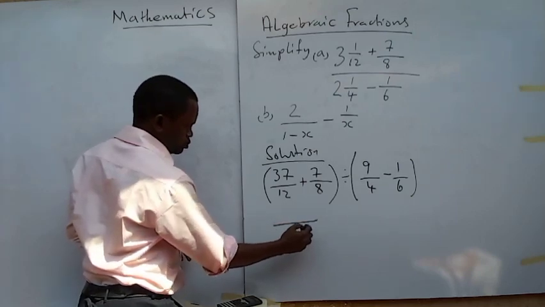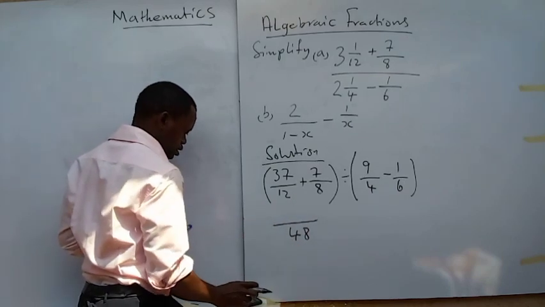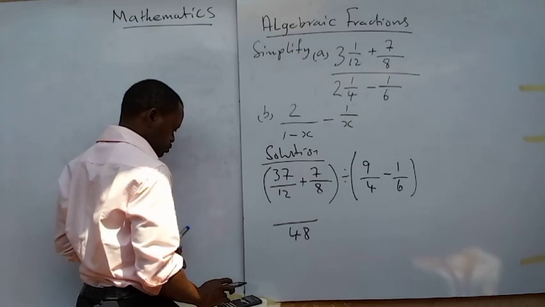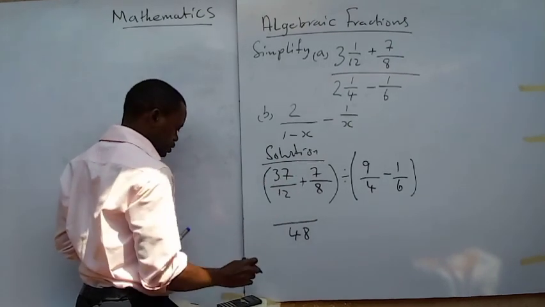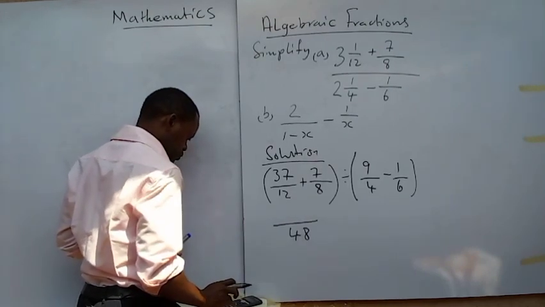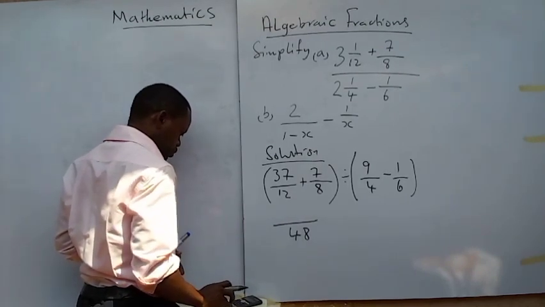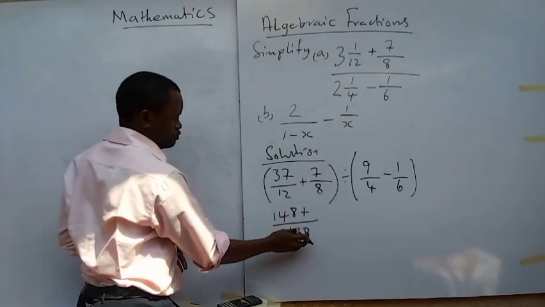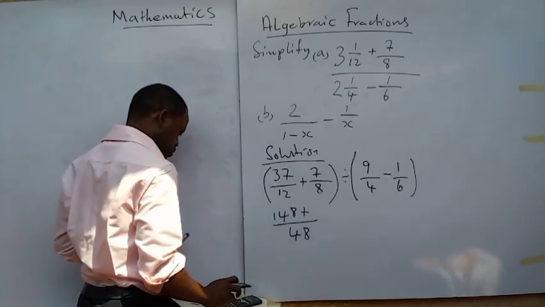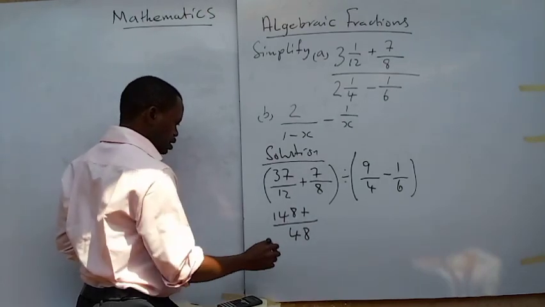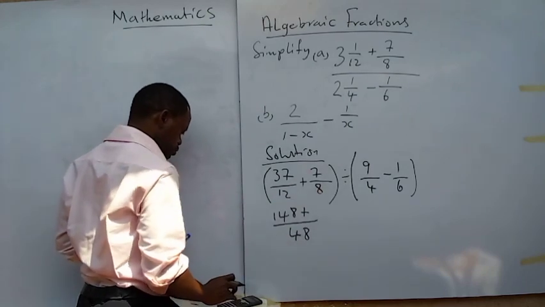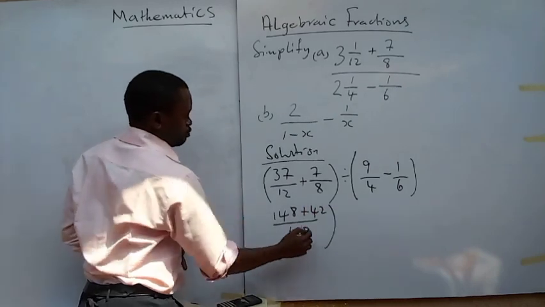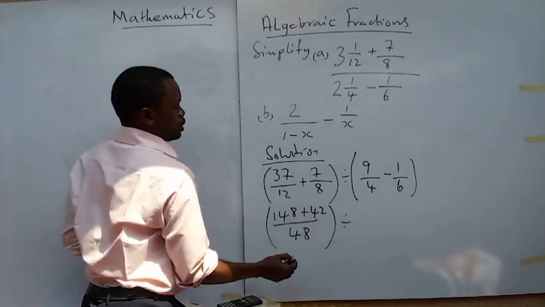We have 48 here. So 48 divided by 12 gave us 4. Then 4 times 37 equals 148, plus 48 divided by 8, that gave us 6. 6 times 7 equals 42. Okay, you cover this and then put divided by.